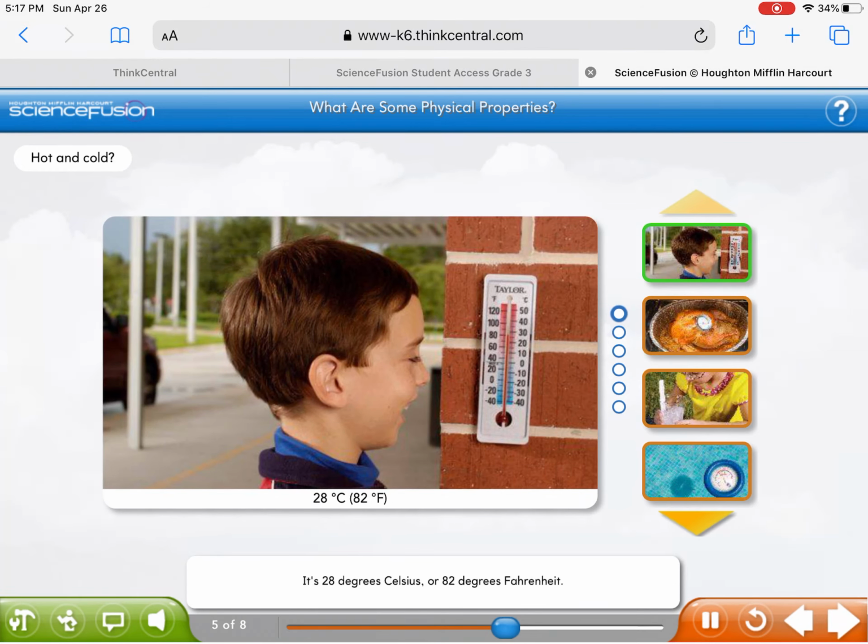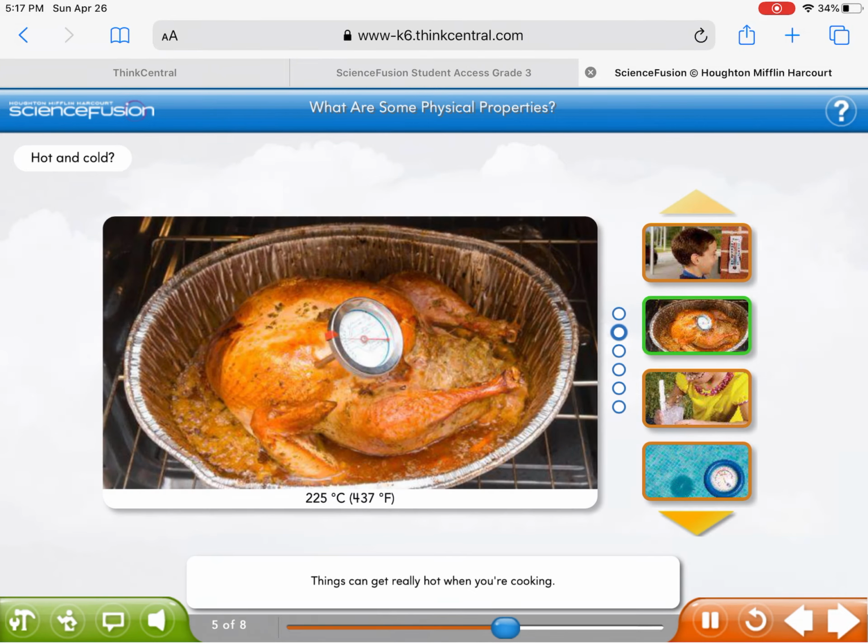It's warm outside. It's 28 degrees Celsius, or 82 degrees Fahrenheit. So wherever this red line in the middle is what the temperature is. So you look at that line, and how high it goes up is the hotter it is. Things can get really hot when you're cooking. Be careful, the temperature here is 225 degrees Celsius, which is 437 degrees Fahrenheit.